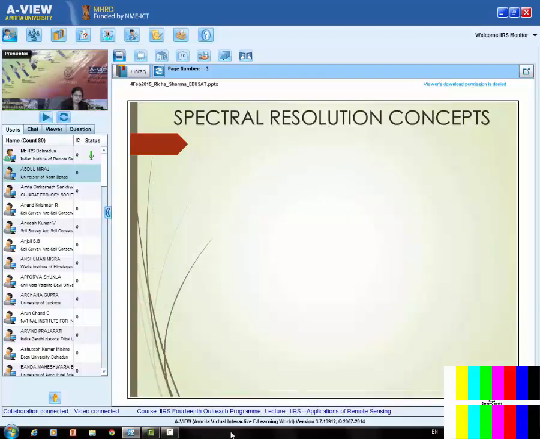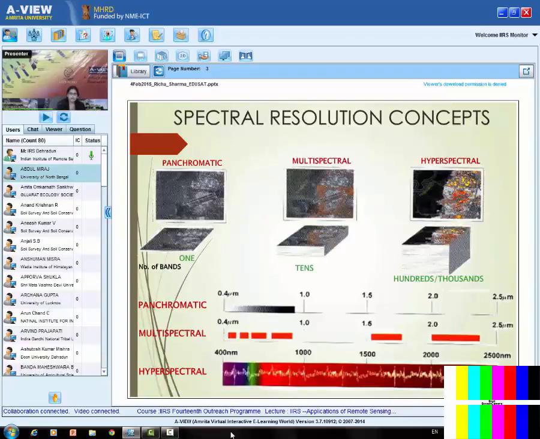As we can see here, in panchromatic data only one band is available. In multispectral, there are a few bands, but those bands are not contiguous. We have taken a few bands up to 1000 nanometer, after that from 1.5 something and then 2 onwards. So there is no contiguity in the data, but in hyperspectral data, we start at 400 nanometer and go till 2500 nanometer with no band interval, with no band gap.